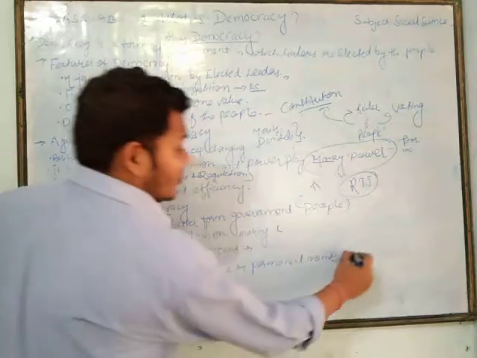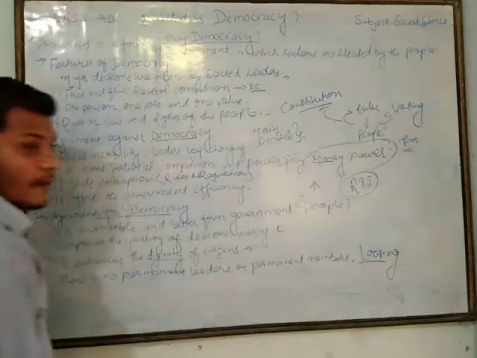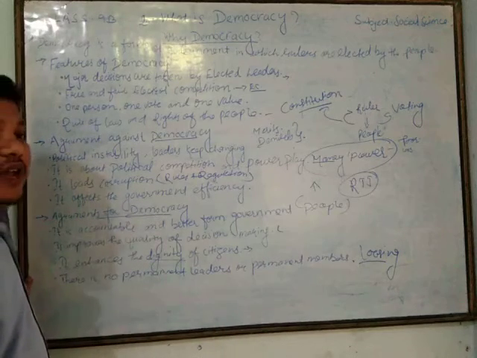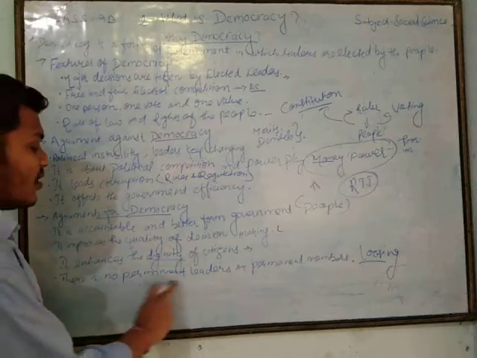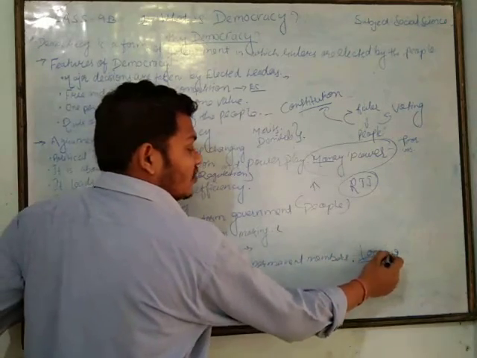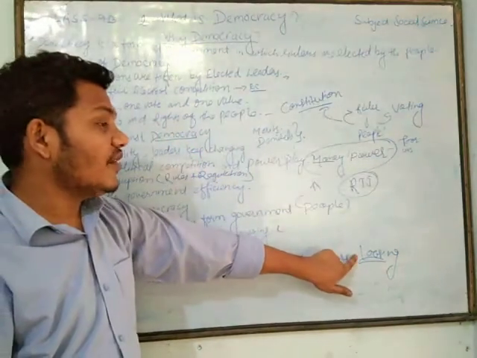So there is a fair chance of losing the election. So they will work better for the government to win the next election. They will work according to the needs and demands of the people, not against the people. If there is no chance of losing, they will do whatever they want. So there is a fair chance of losing an election.